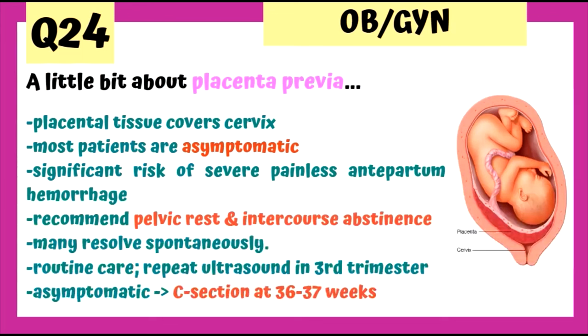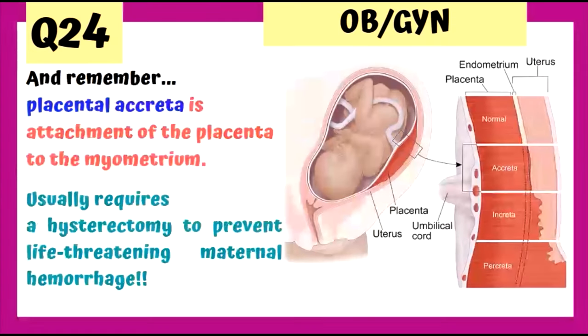A little bit more about placenta previa. Placenta previa is where the placenta covers the cervix. Most patients are asymptomatic. Something that we'd recommend is pelvic rest and intercourse abstinence. And if the patient is asymptomatic, we would do a C-section at about 36 to 37 weeks. All right, and placenta accreta is attachment of the placenta to the myometrium. This usually requires a hysterectomy to prevent life-threatening maternal hemorrhage. Again, in placenta accreta, unfortunately you have to go with hysterectomy.